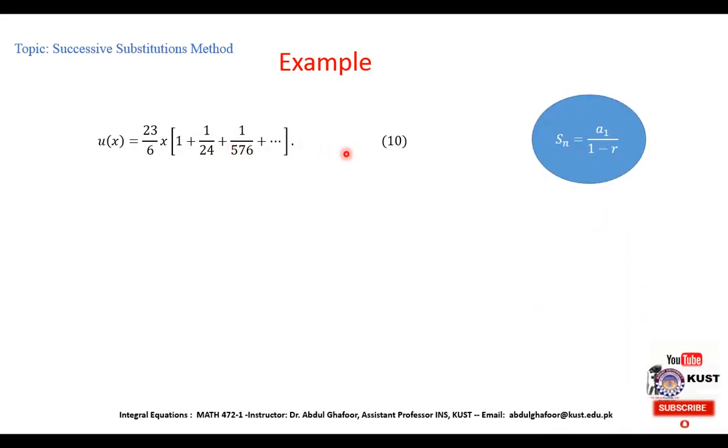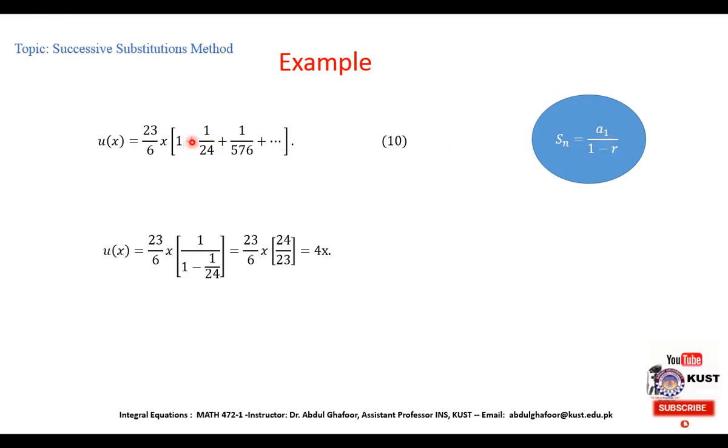So we find the summation of this geometric series, and the formula for the summation of a geometric series is given by Sn is equal to a1 by 1 minus r, where a1 is the first term of this geometric series and r is the common ratio. In our case the common ratio is 1 by 24, because division of the second term by 1 is 1 by 24, and similarly division of 1 by 576 by 1 by 24, again that should be 1 by 24. This means that our common ratio r is 1 by 24 and our a1 is basically 1.